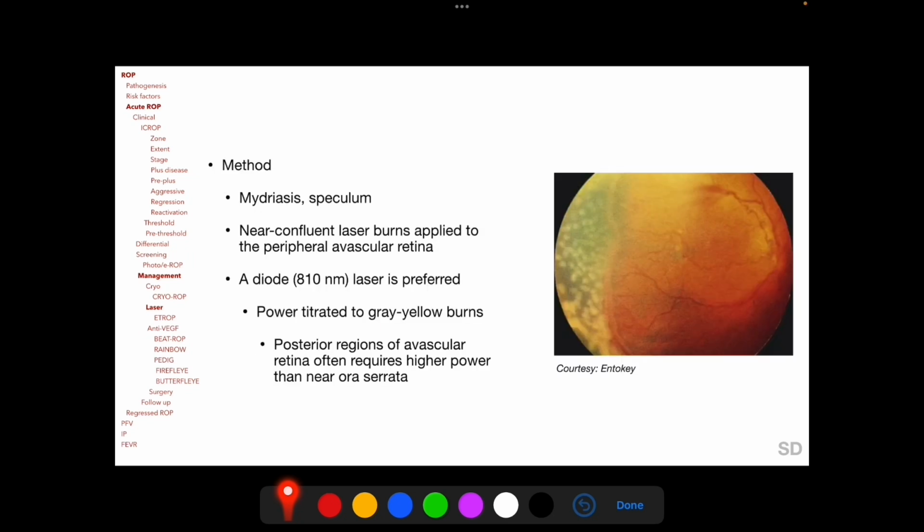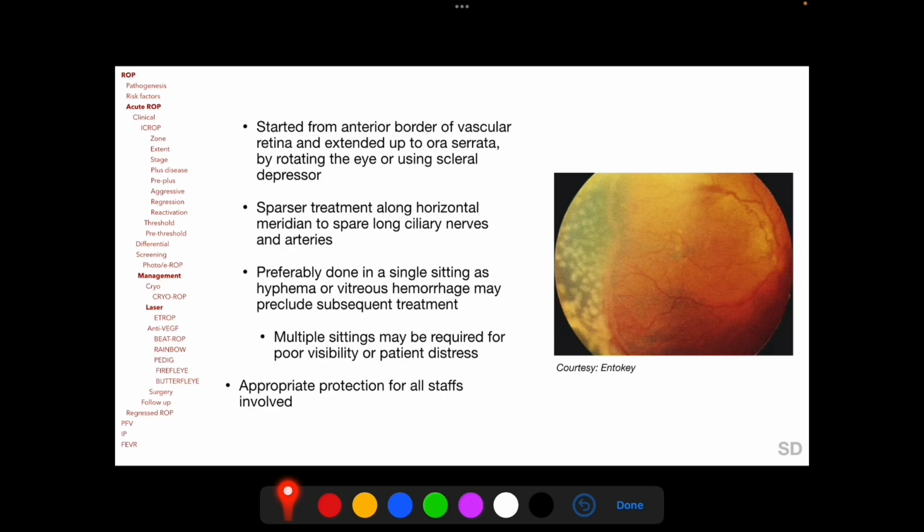For laser photocoagulation, mydriasis and speculum is required, and near confluent laser burns, defined as burns spaced half a burn width apart, are applied to the peripheral avascular retina as shown here in this clinical photograph. A diode laser is preferred and the power is titrated to gray-yellow burns. Laser photocoagulation is started from the anterior border of the vascular retina but not including the ridge and extended up to the ora serrata, either by rotating the eye or using a scleral depressor.